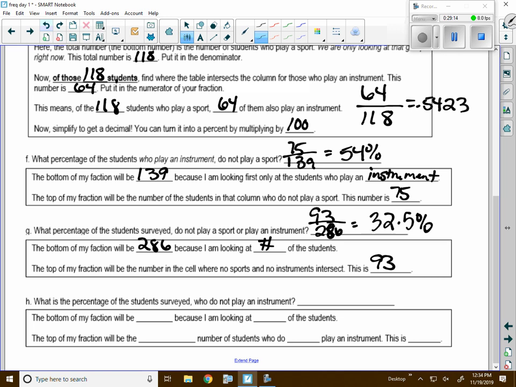Alright, part H. What is the percentage of the students surveyed who do not play an instrument? So when they say of surveyed, that's your total. Okay, so that's where we get the 286. That's your denominator. Okay, and then do not play an instrument. You look at the total for no under instrument, it's 147. So you do 147 over 286. It's like 51.4%.